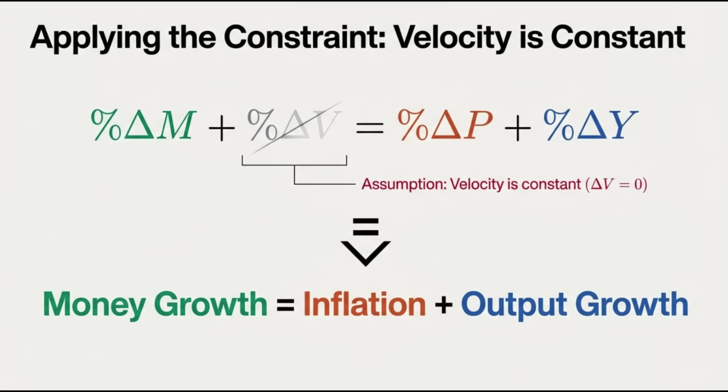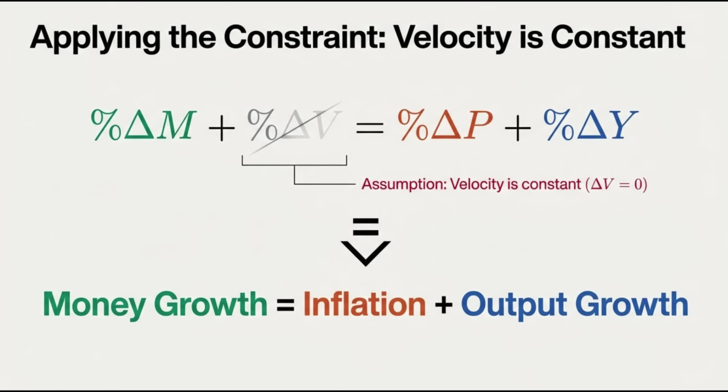Second, to make this useful, the theory often assumes that V, the velocity, is constant. That the speed at which money moves around doesn't really change much. And if V is constant, the math gets a lot simpler. The growth in the money supply then has to equal the growth in prices, that's inflation, plus the growth in economic output.